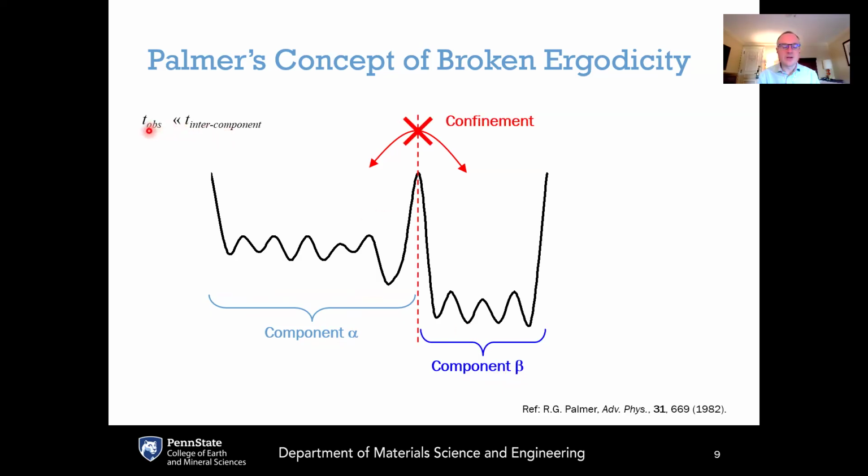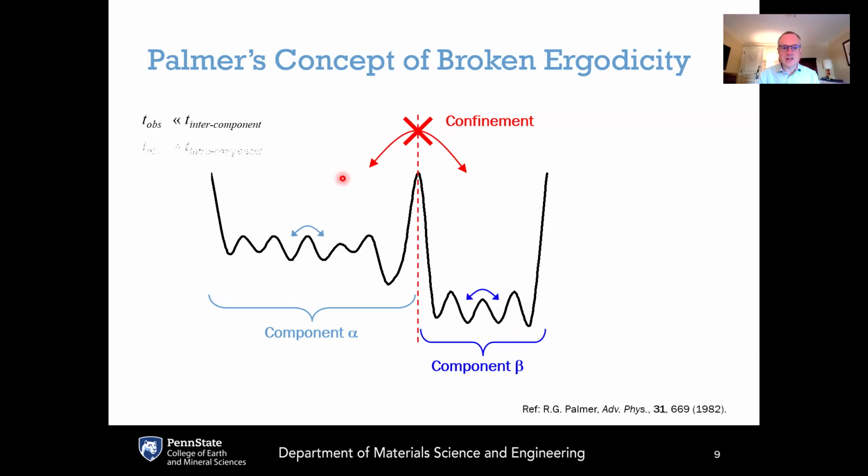And he considered, what if our observation time is much shorter than the time that's required to overcome this large barrier? So if the observation time is much smaller than the time required for an intercomponent transition, Palmer assumed that we have confinement, meaning that if the system happens to be in component alpha, it is stuck in component alpha and unable to go over the barrier to component beta. In the same way, if the system happens to be in component beta, then it is stuck there and unable to go over this large barrier to get to component alpha. So Palmer's first condition is that of confinement.